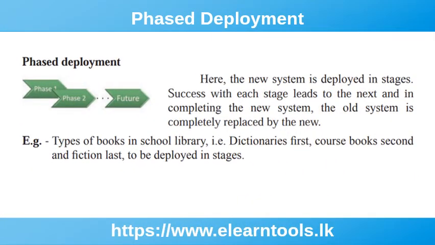Now we are going to talk about the phased deployment. Here the new system is deployed in stages. Success with each stage leads to the next, and in completing the new system, the old system is completely replaced by the new. For example, types of books in school library, that is dictionaries first, course books second, and fiction last, to be deployed in stages.